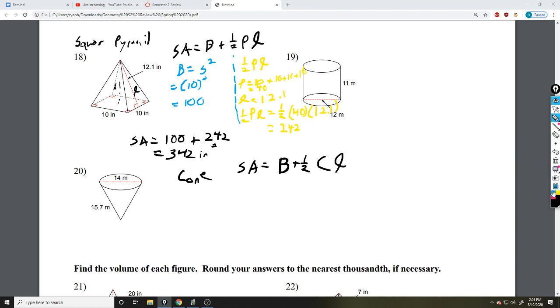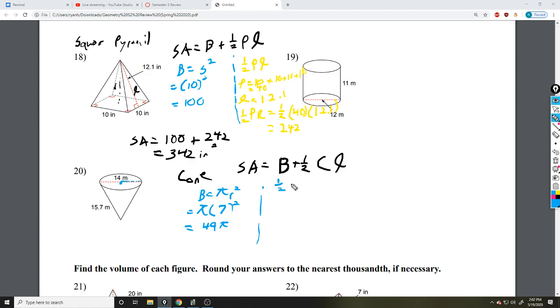So we're going to do the same thing. We're going to divide it down, split it up. Area of the base, well, that's a circle, so our area is pi r squared. So that is pi times our radius. Careful, our radius here is from the center out to the side. So if all the way across is 14, then halfway across should be 7 squared. So that equals 49 pi. That's our area of the base.